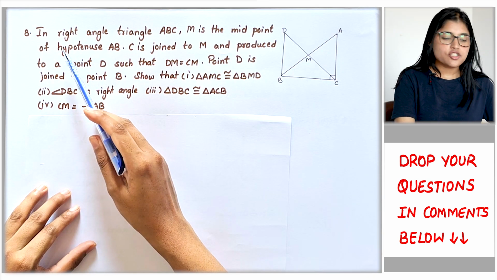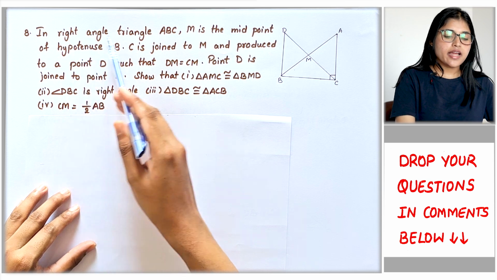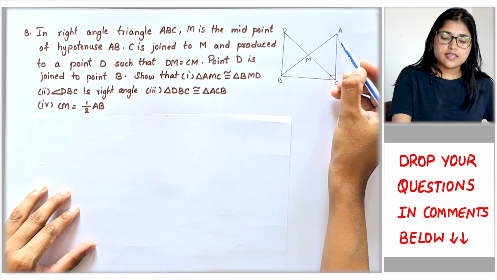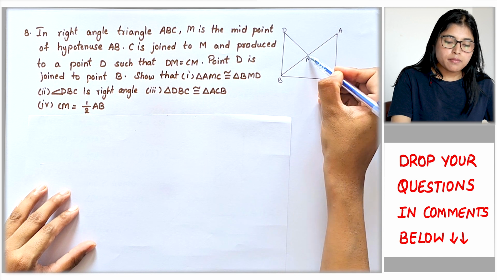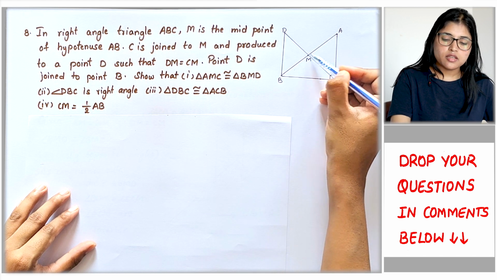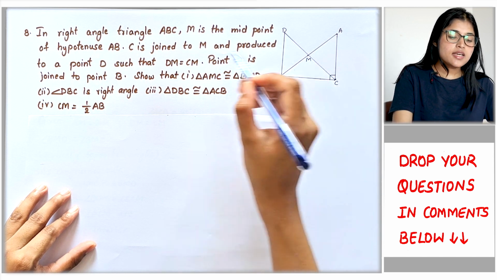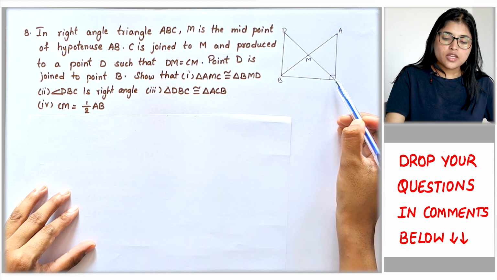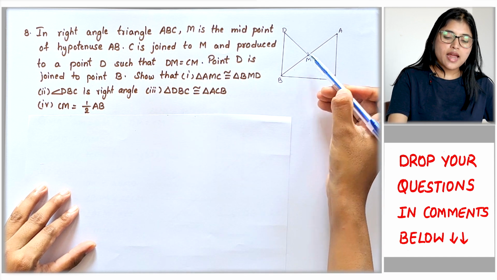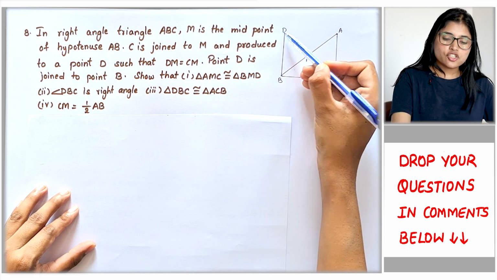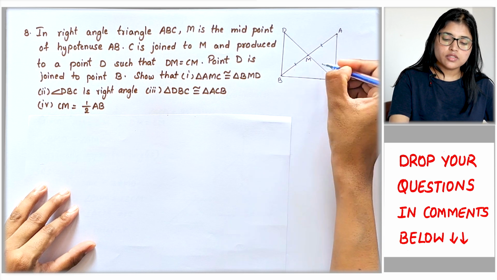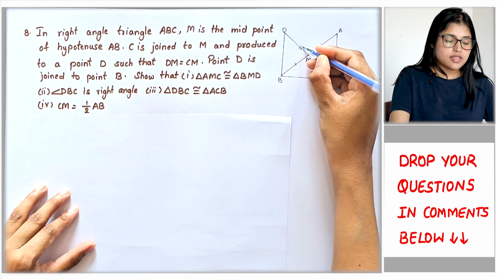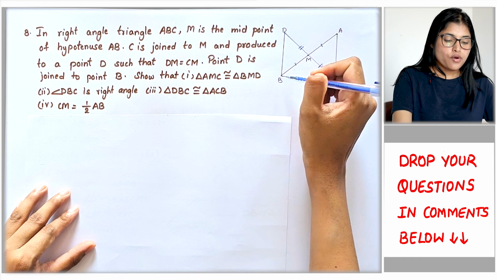In the eighth question, we have a right angle triangle ABC, and C is the right angle. M is the midpoint of hypotenuse AB, so AM should be equal to MB. C is joined to M and is produced to D such that DM equals CM. So firstly this is equal to this and this is equal to this. Point D is joined to B.